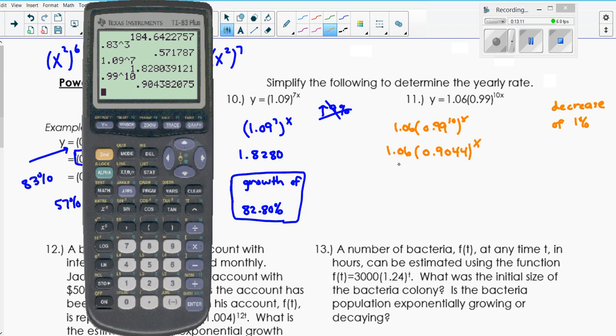I can't simplify this anymore. Do not multiply those two numbers together. Then you're doing multiplication before an exponent. Okay?